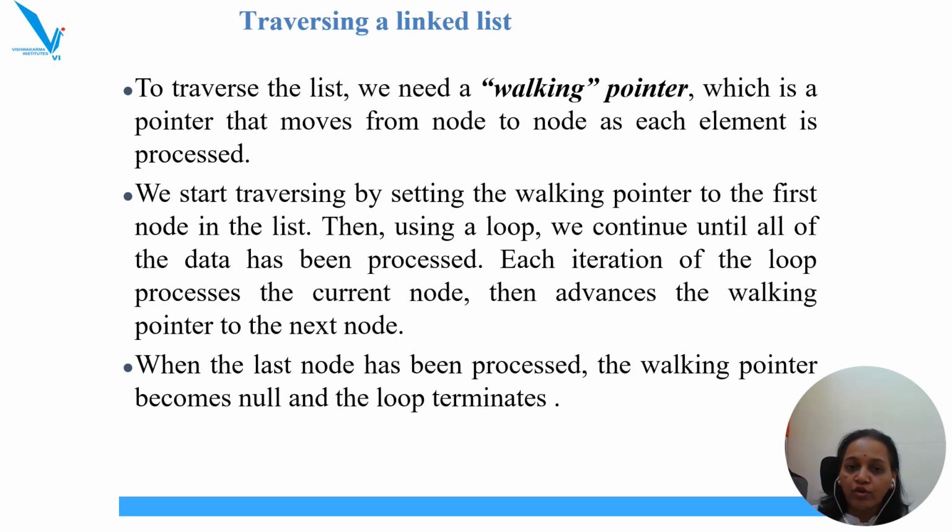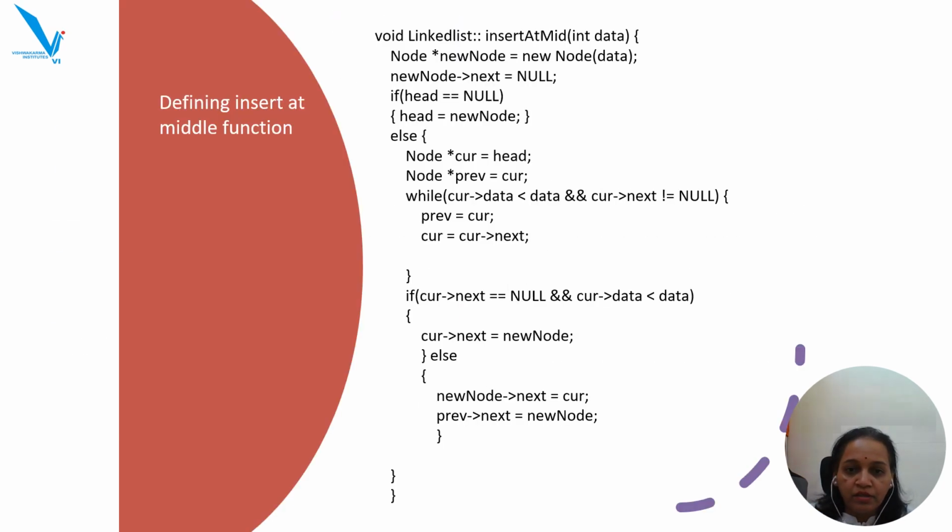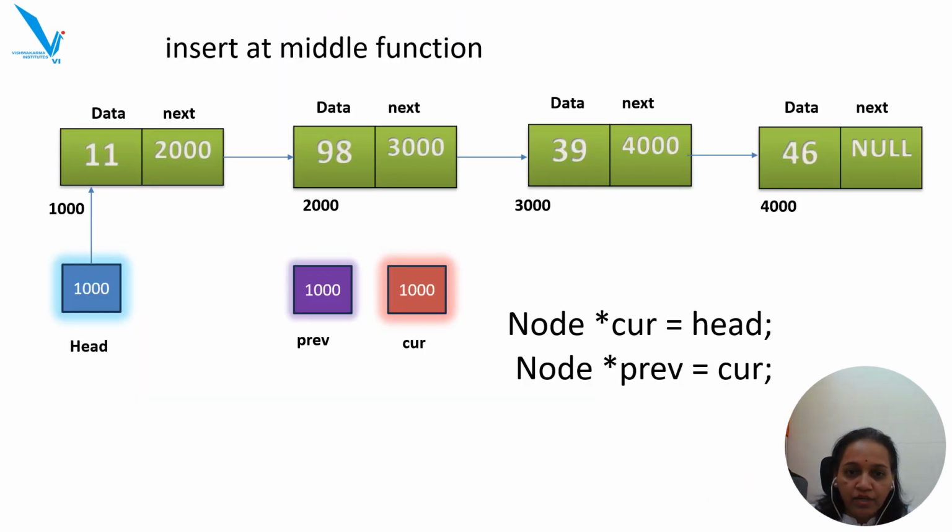Each iteration of the loop processes the current node and then advances the walking pointer to the next node. So while temp of next is not equal to null, temp is equal to temp of next. And your temp should start from head. That was the loop. When the last node has been processed, the walking pointer becomes null and the loop terminates. Okay. So let us see about it.